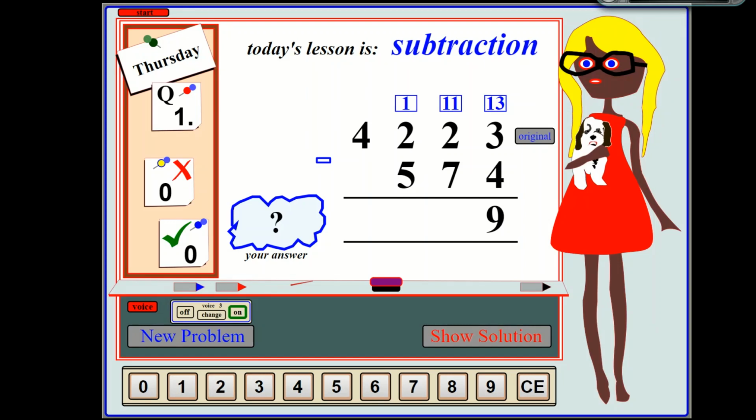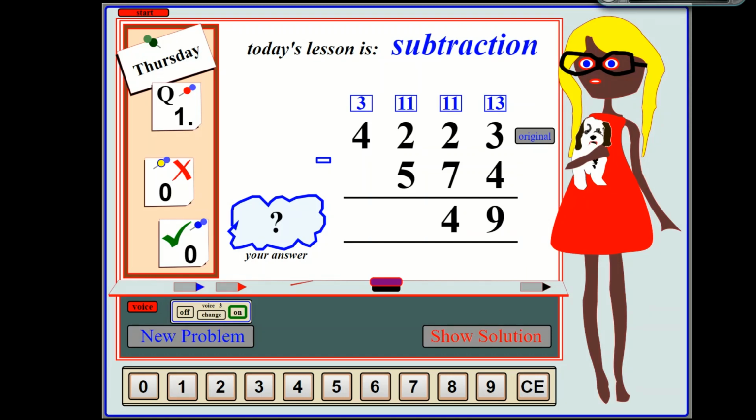Here we restructure the top number so the top digit will be larger than the lower one. The subtraction step for this column is 11 minus 7. So we write 4 in the answer.